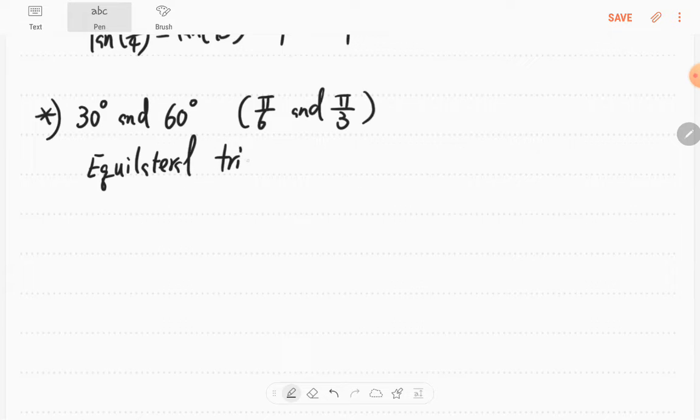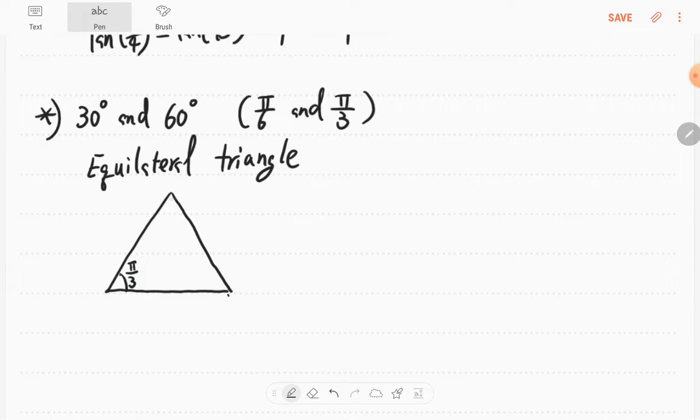The reason is the equilateral triangle has all three angles exactly the same, which is equal to what? Equal to 60 degrees, or pi over 3. Equilateral triangle, so all three sides are equal. So this angle is pi over 3, this is pi over 3.